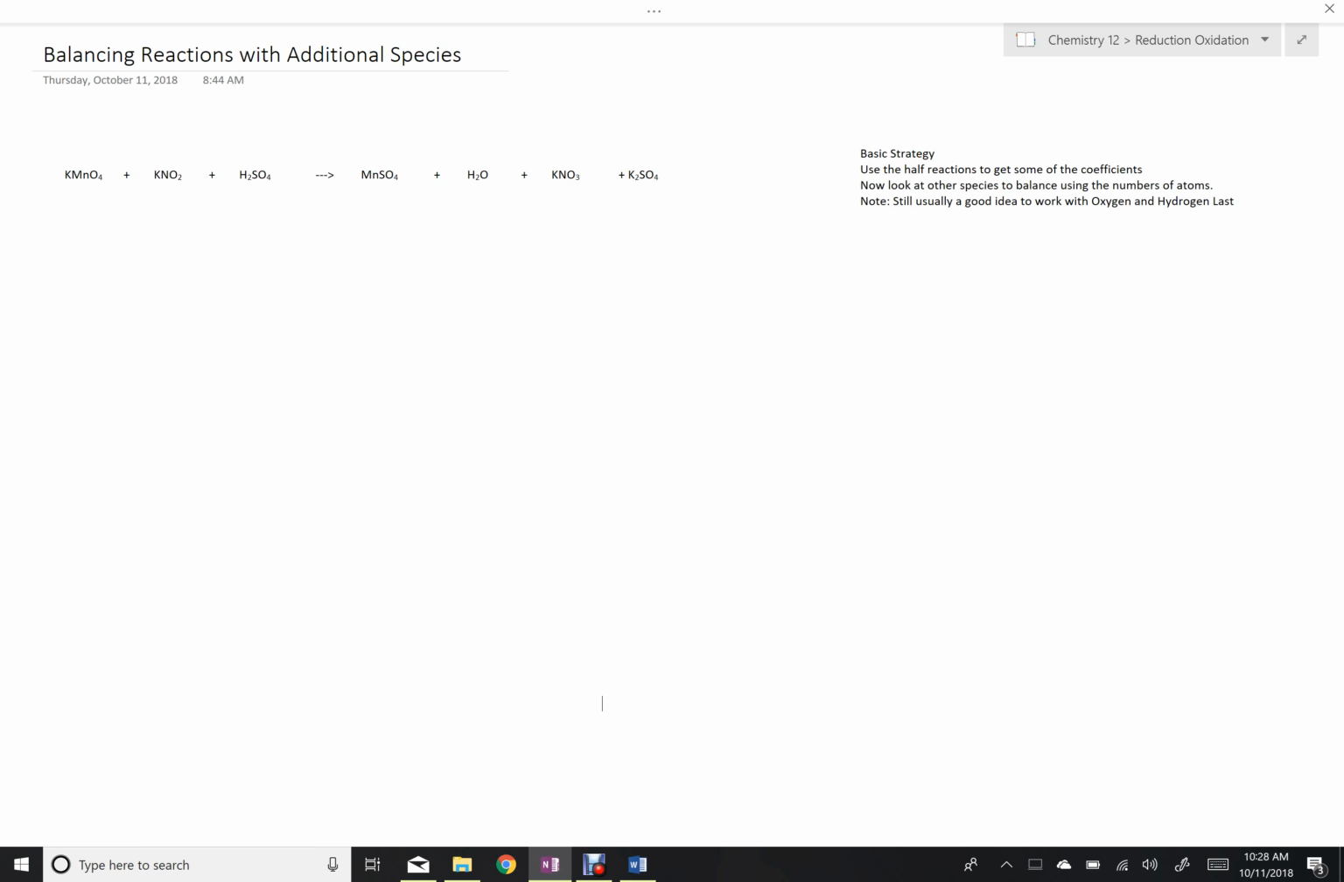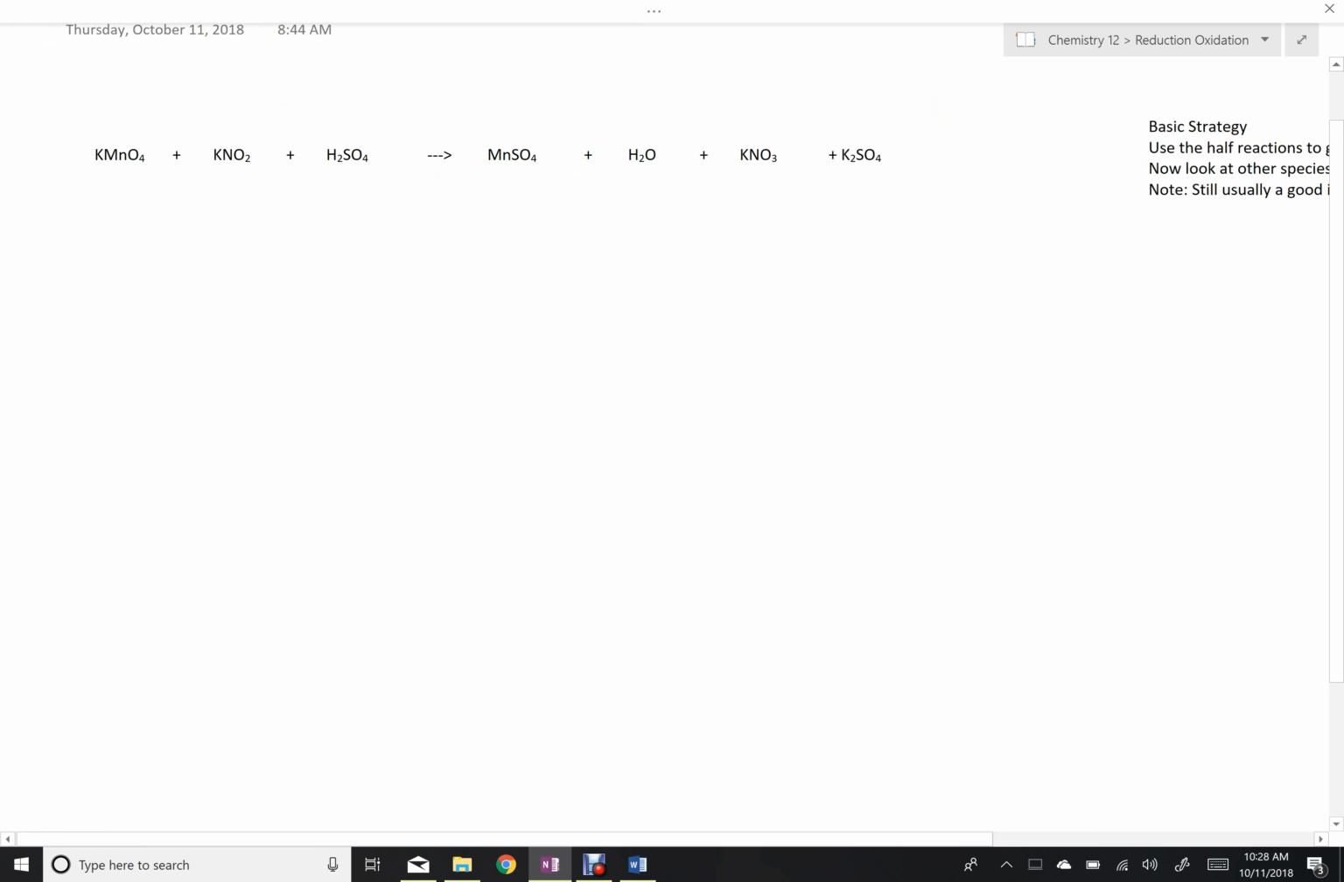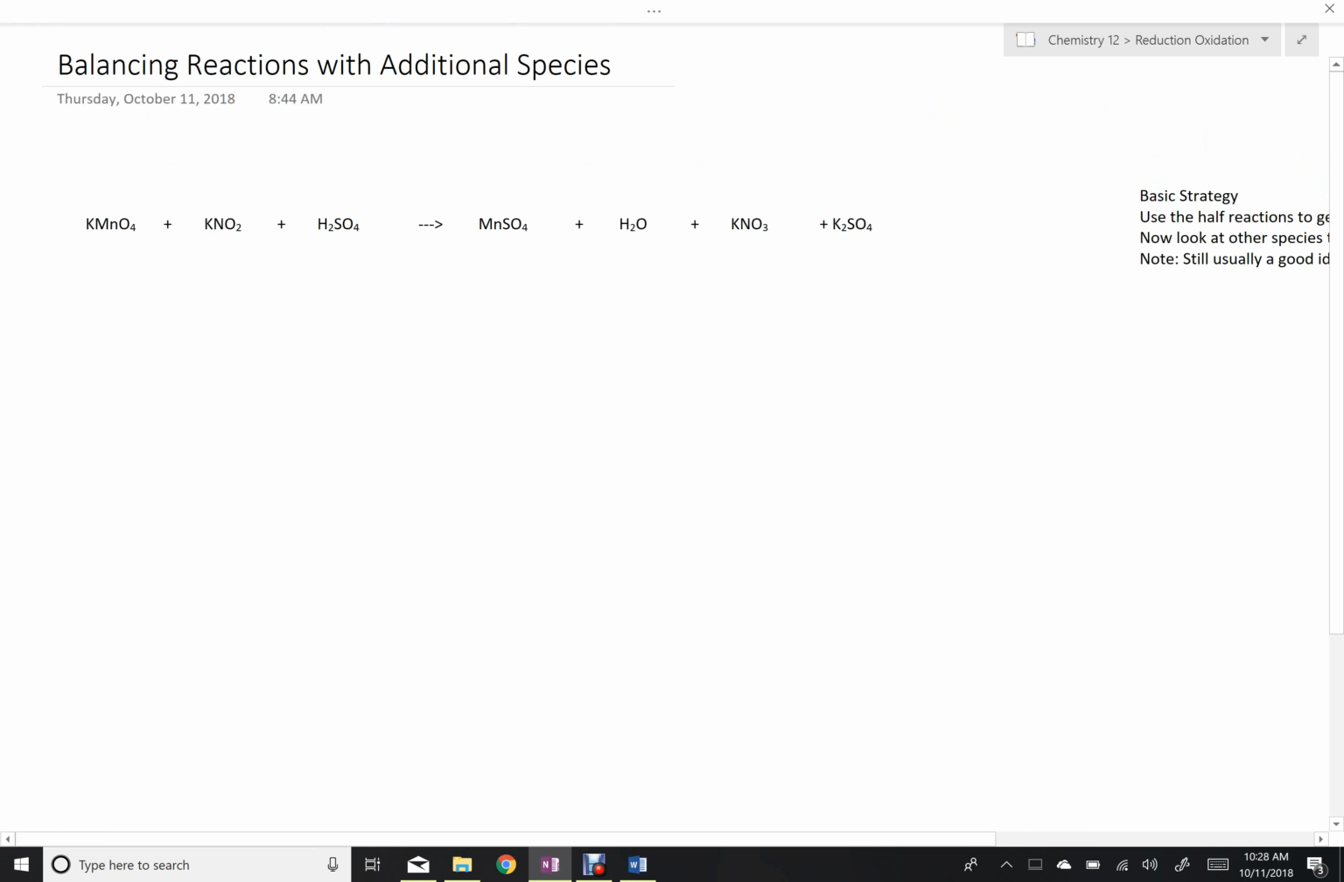So let's start by getting our half reactions, hopefully right. We're going to look at our oxidation numbers to figure out whose oxidation number is changing, so we can get our half reactions right. So here for our first thing, we have +1 for the potassium, and 4 times -2, or -8, for the total oxygens, and we have to get neutral, so we can see this manganese must be +7.